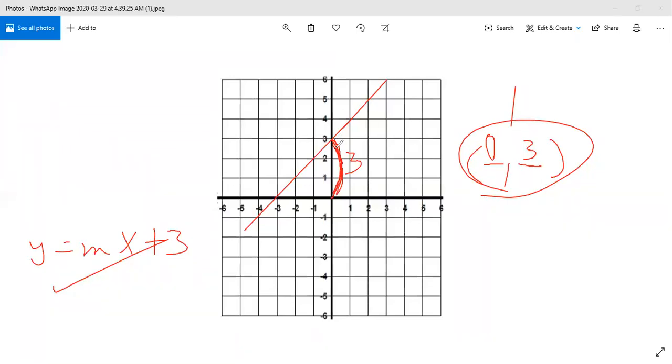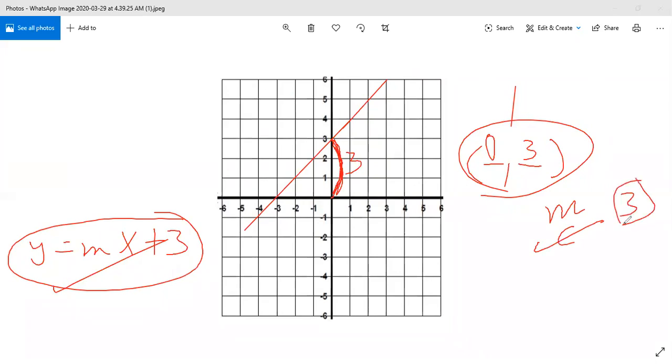Yasmin, please be with me. And now, me and you, we will try to write the equation of this straight line. How to write the equation of this straight line? We need 2 things only. We need m and c. We know that c equals 3. You told me that. Do you remember how to find m? How to find the gradient of this straight line?